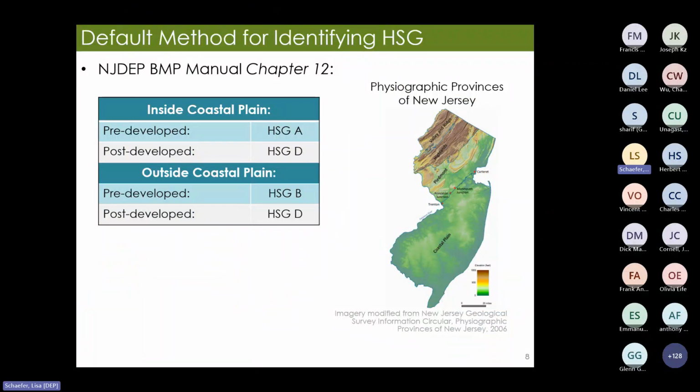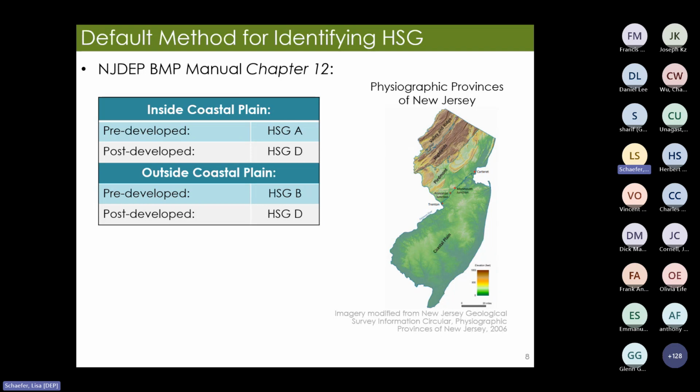So where HSG information from the soil survey is unavailable, default HSGs may be used for runoff computations for pre and post development conditions. So HSGs in urban areas are often unknown, and so in many instances like this, the default value can be used. Within the coastal plain, the pre-developed condition HSG to be used is that of A, and you use D for the post-developed condition. However, when you're outside the coastal plain, you use B for the pre-developed condition and D for the post-developed condition.